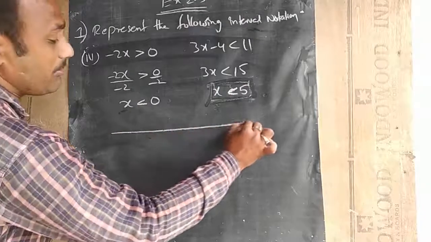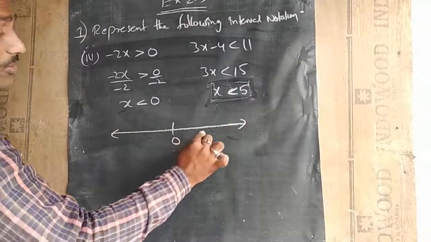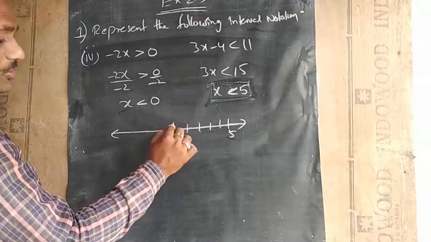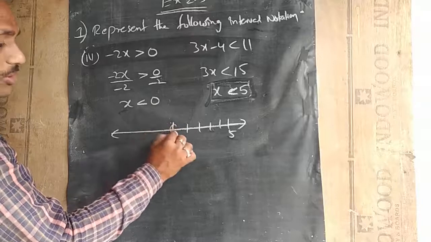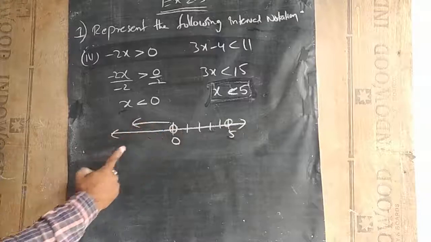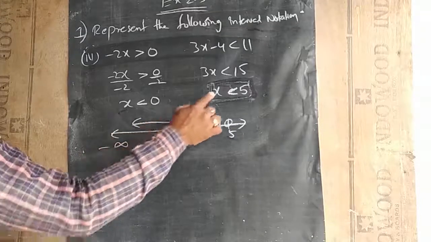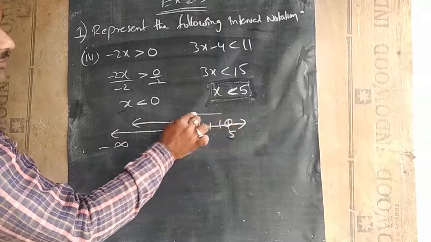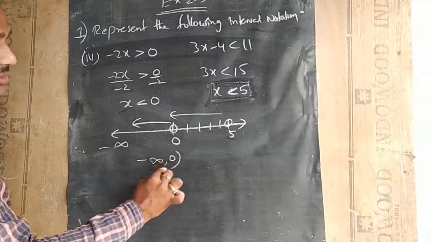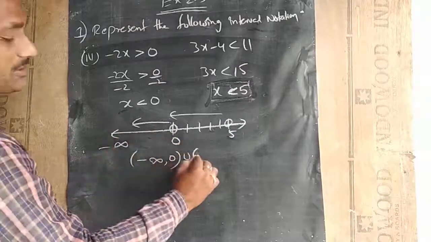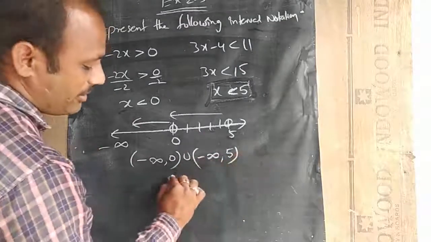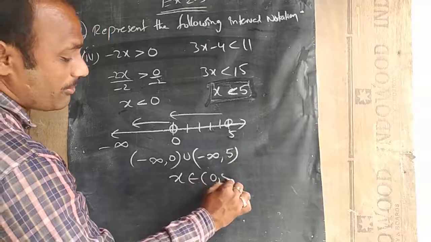So let us represent it on the number line. 0, 1, 2, 3, 4, 5. If I am talking about less than 0, it means an open circle at 0, and 5 also an open circle. Less than 0 means in this direction, that is minus infinity. Less than 5 is this direction. So what can be the interval notation here? Minus infinity comma 0 union minus infinity comma 5. So this can be written as x belongs to the open interval 0 comma 5.